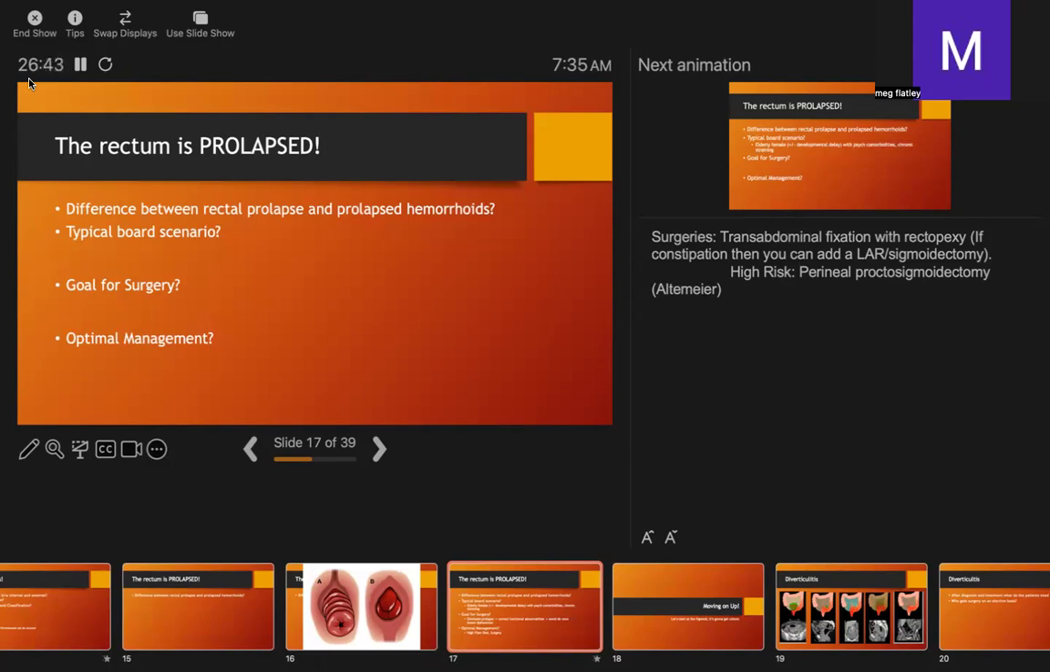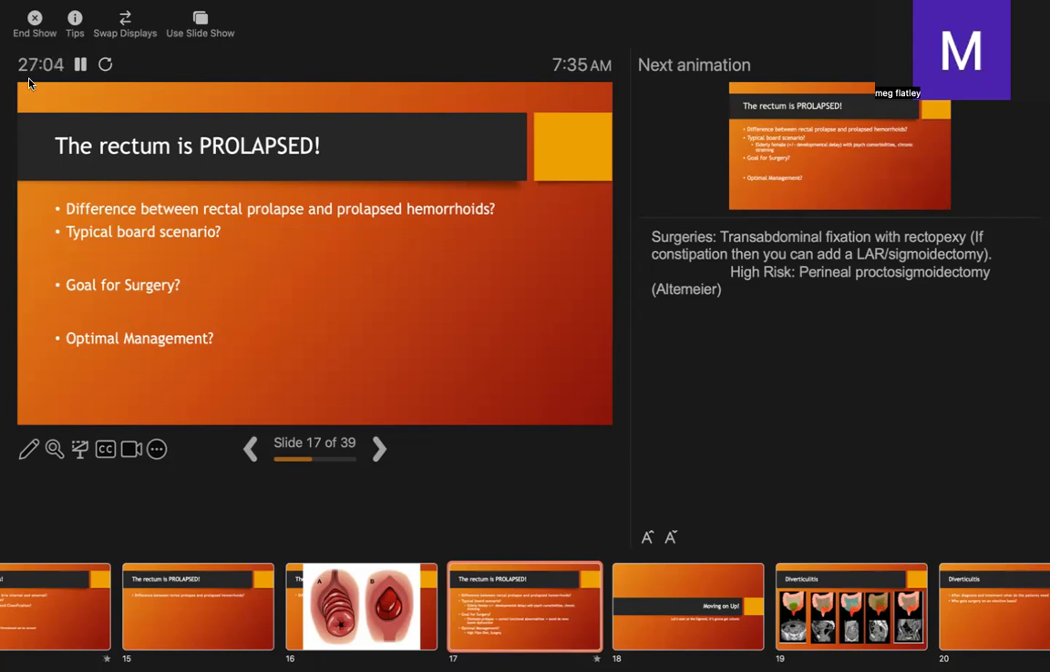Yeah, I don't think the ABSITE would make you differentiate between a DeLorme and an Altemeyer. I think more likely you're going to get somebody who is not appropriate for abdominal surgery, like a frail lady, like Pat was saying. Right, yeah, because even nowadays the DeLorme is not used as much because it's not super efficacious.